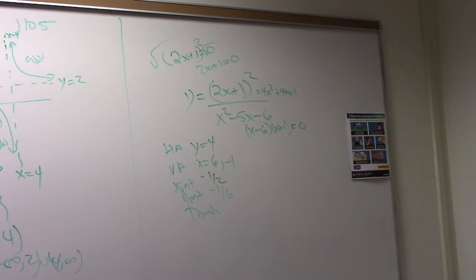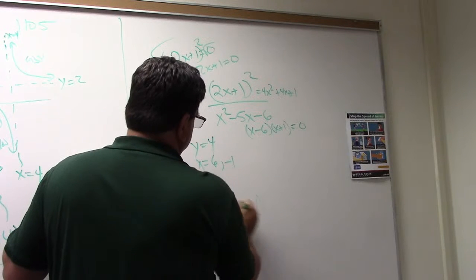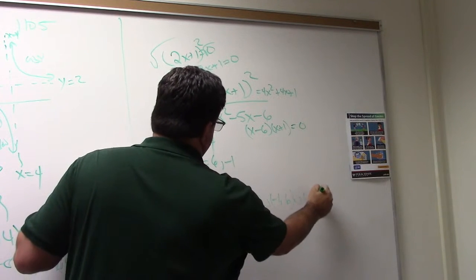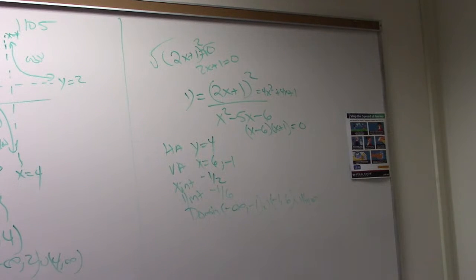Domain, what do you got? Negative infinity to negative 1, union negative 1 to 6, union 6 to positive infinity. Yep. Perfect. Steve, you got that? Good job.